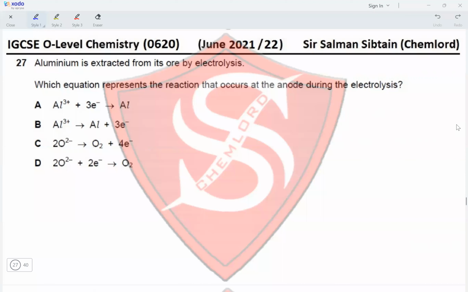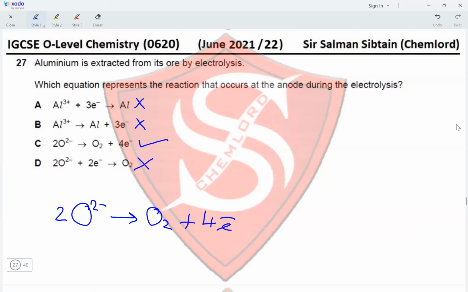Question 27. Aluminum is extracted from its ore by electrolysis. Which equation represents the reaction that occurs at the anode during the electrolysis? At the anode, we have oxidation taking place, and oxidation will take place for the oxide ion. So, oxide ion will be oxidized to oxygen gas. This would release 4 moles of electrons. This eliminates options A and B because they are equations for aluminum. Option C has oxide ion being oxidized to oxygen, and option D has oxide ions being reduced but producing oxygen, which is incorrect, making option C the correct option for this question.